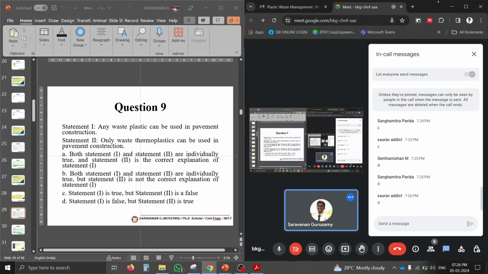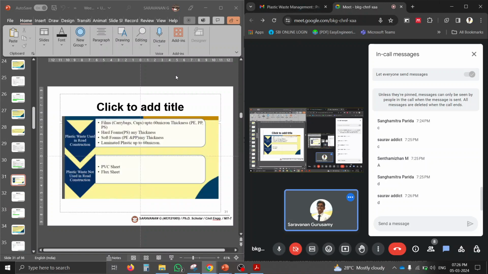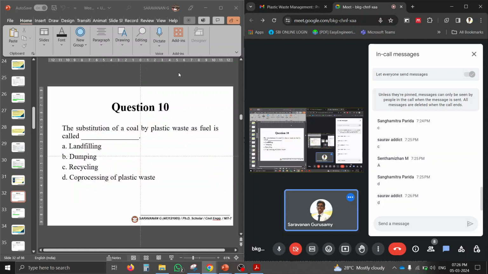The first statement is false. The second statement is true. That's correct. So only types of plastic like film up to 60 micron thickness, hard foam, soft foams, laminated plastics can be used. PVC and flex sheet cannot be used. Then the substitution of coal by plastic waste as a fuel is called?